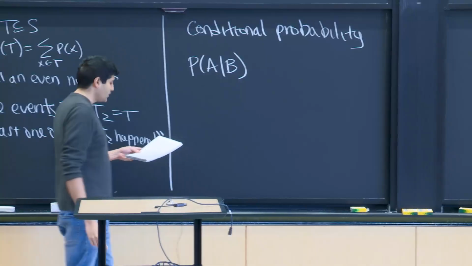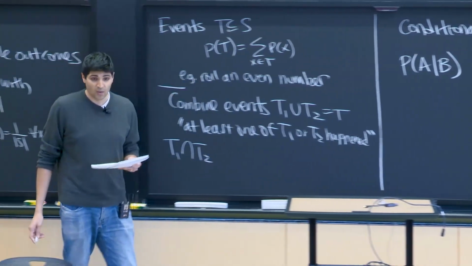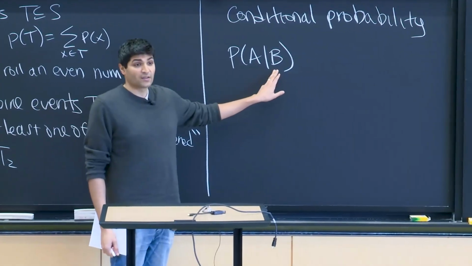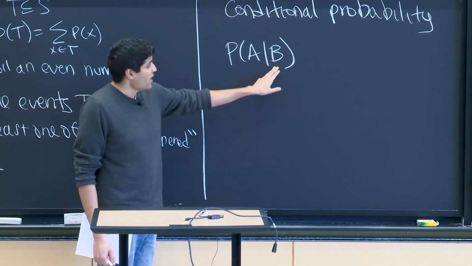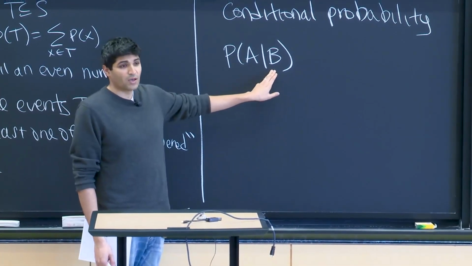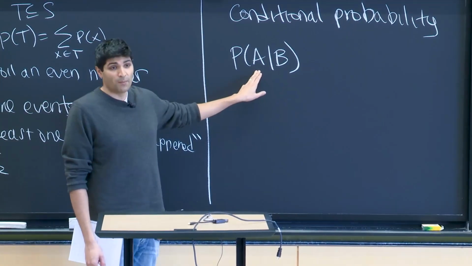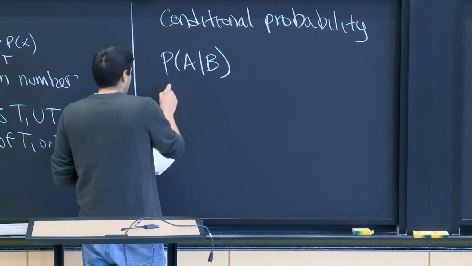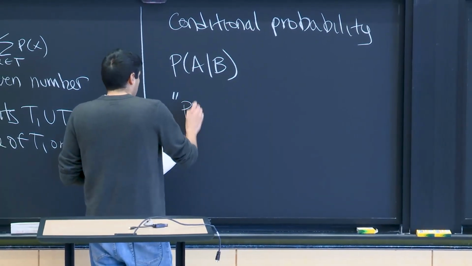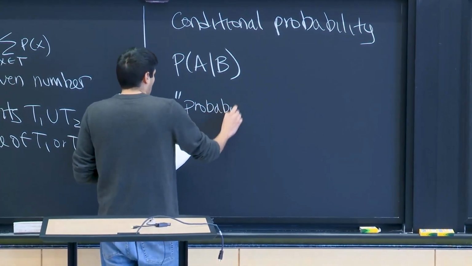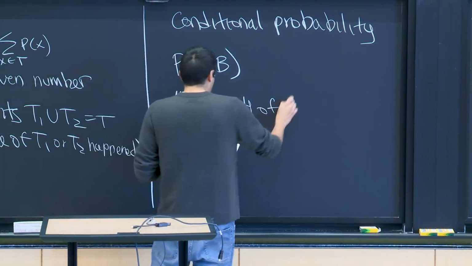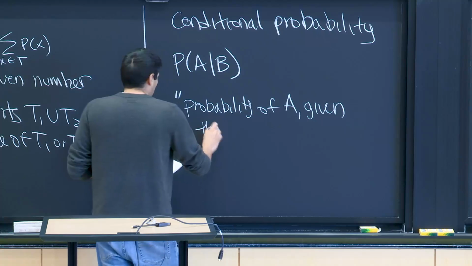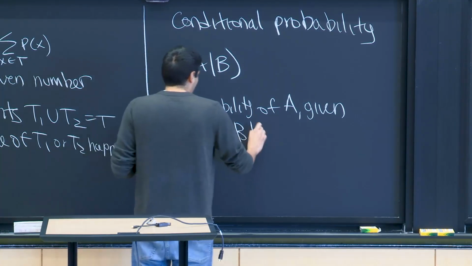We can also combine 2 events, A and B, in this interesting way, where we want to assert for a fact that event B really did happen. And we want to look at, if I tell you that event B happened, what's the new probability that this other event A happened? You can think about this in a few different ways. In words, it's the probability of event A given, or conditioned on, that event B happens.